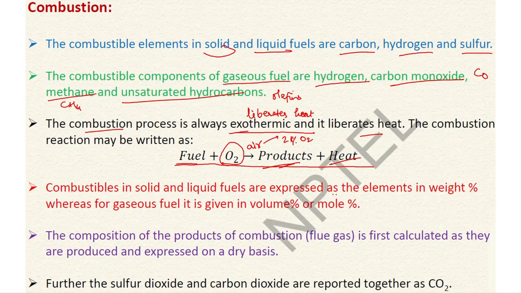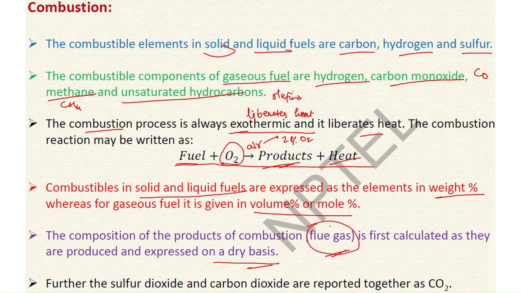Combustibles in solid and liquid fuels are expressed as the elements in weight percent, whereas in the gaseous fuels it is expressed in volume percent or mole percent. Okay, the composition of the products of combustion, mainly called the flue gas, is first calculated, and as they are produced, expressed on a dry basis.